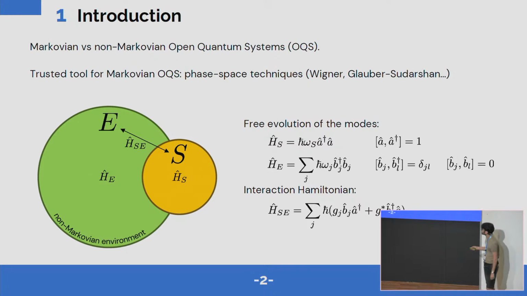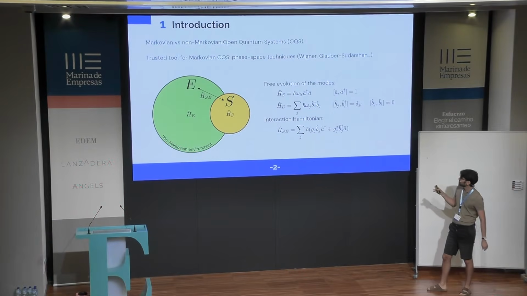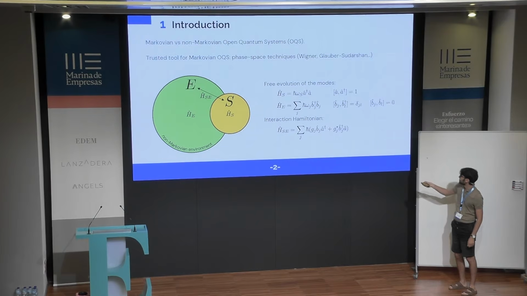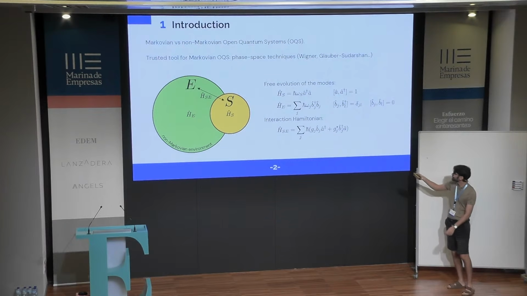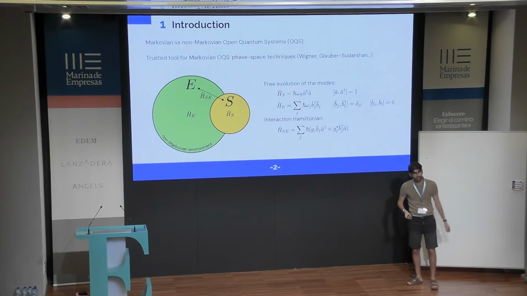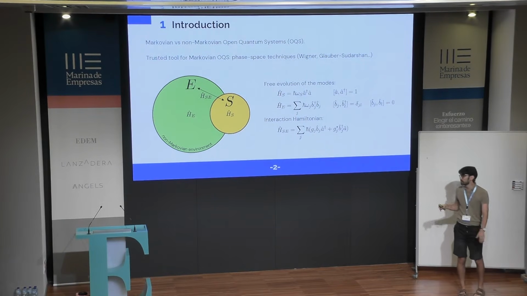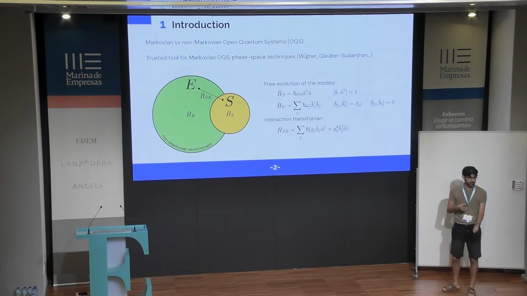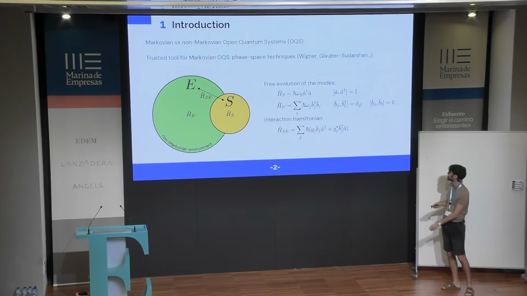This is the general picture of the problem I'm going to try to solve. We have a system interacting with an environment. I'm considering the free evolution of the modes inside the system and inside the environment. For simplicity, I'm going to assume there's only a single mode resonating inside the system. I'm also considering a bilinear Hamiltonian interaction between the system and the environment, which in the rotating wave approximation takes a bilinear shape.